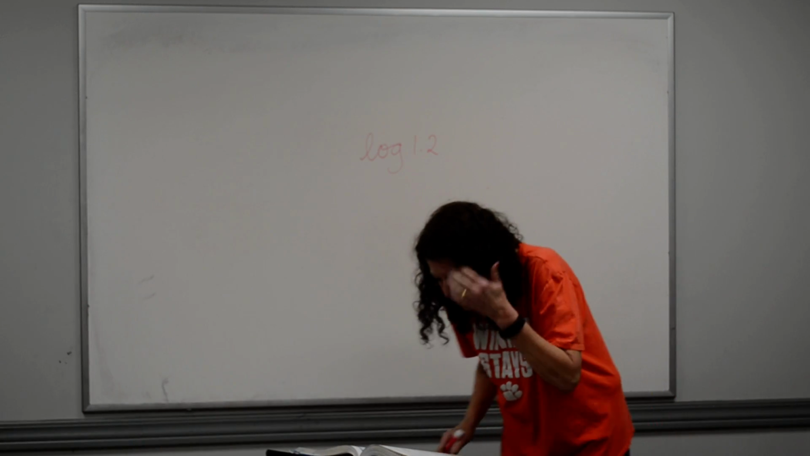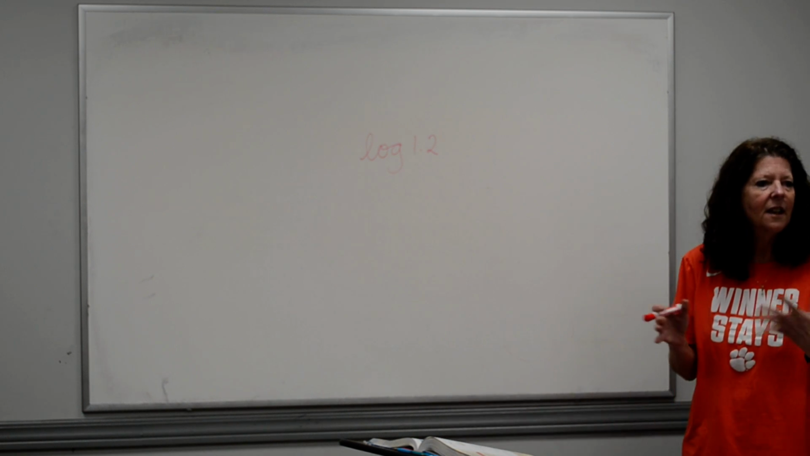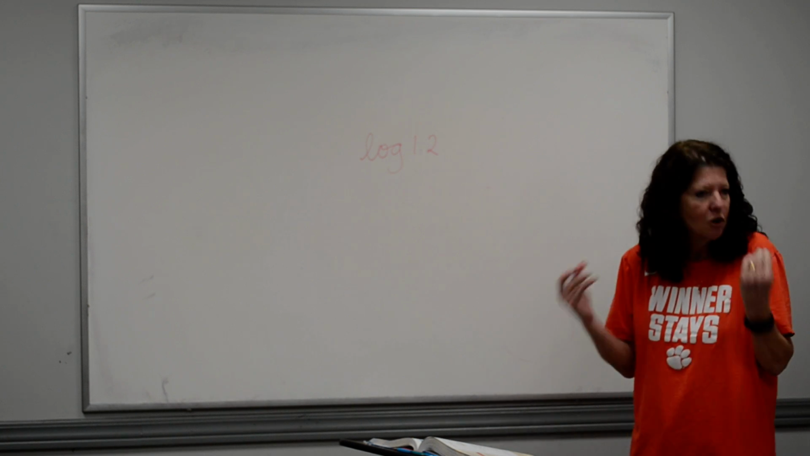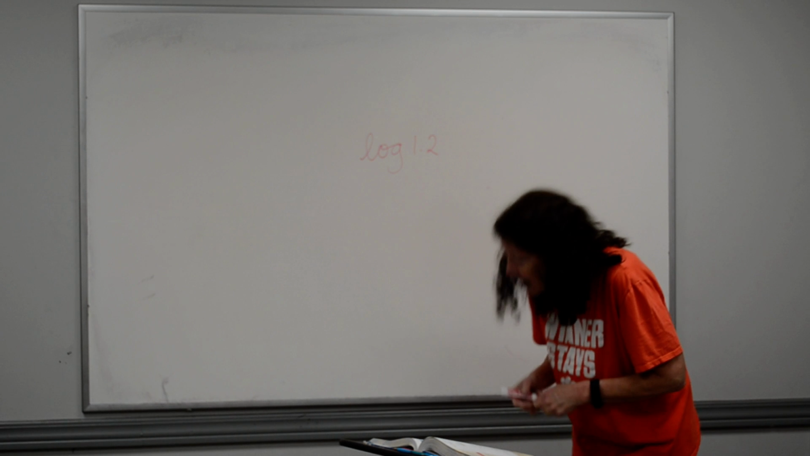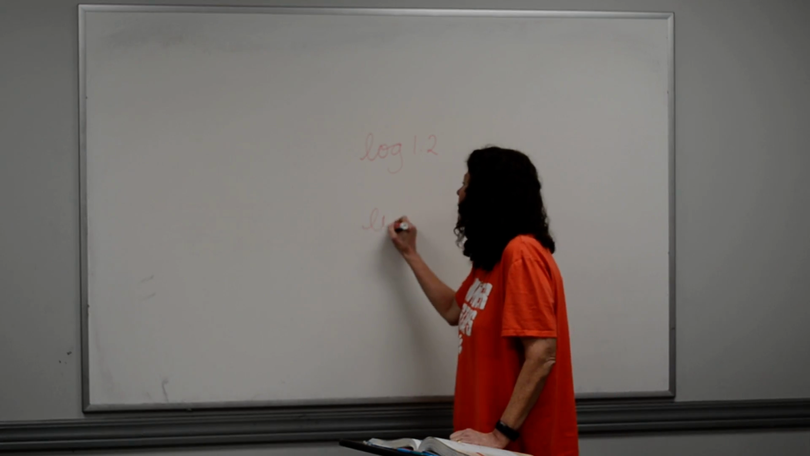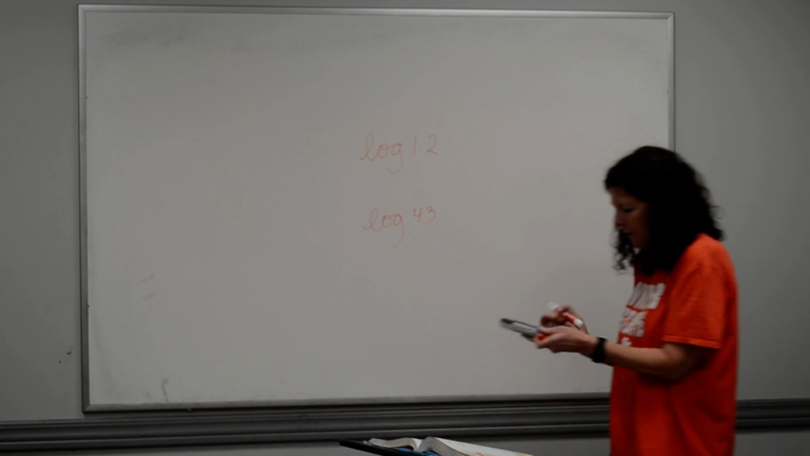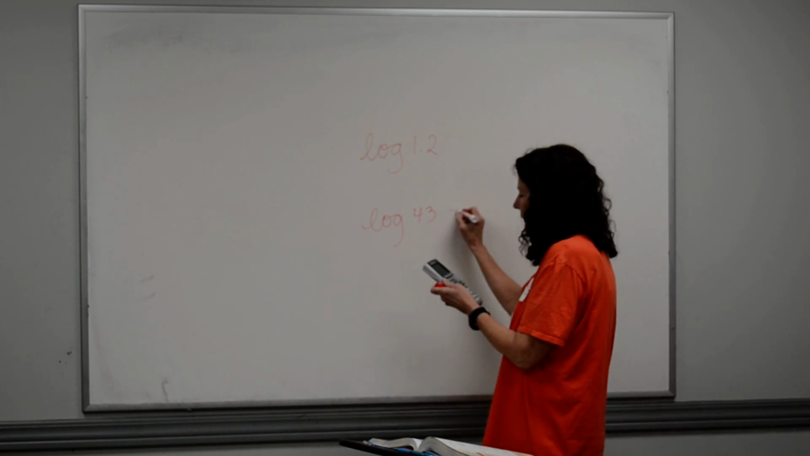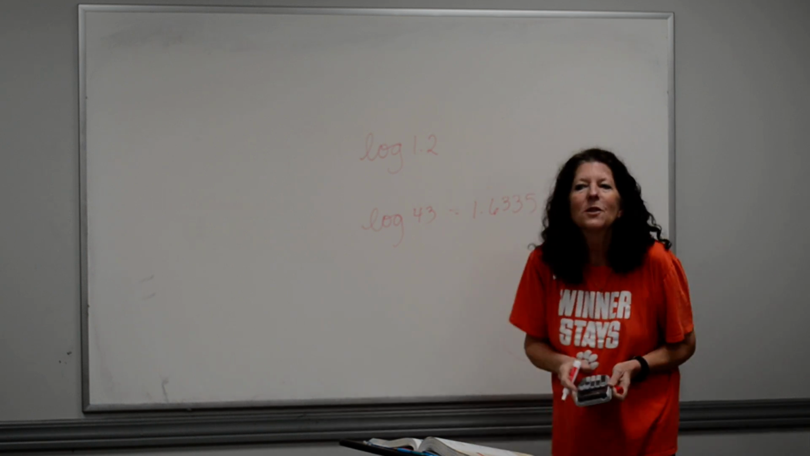Okay, so there's two types of things here. There's something called a mantissa and a characteristic, but we're not going to get into that. I just want you to know how to do these on your calculator. So if it says, find the log of 43, and you're just using your calculator, if I press log 43 into my calculator, it's going to give me 1.6335.